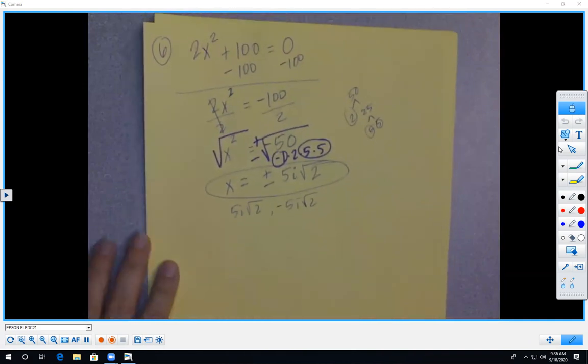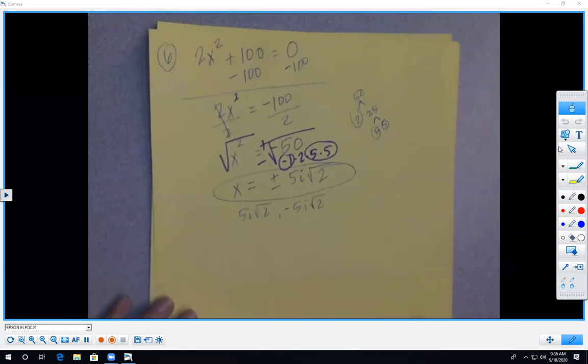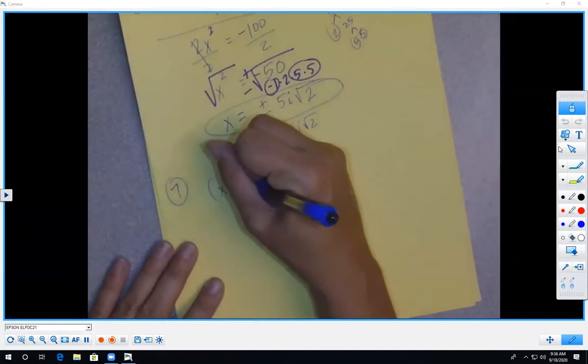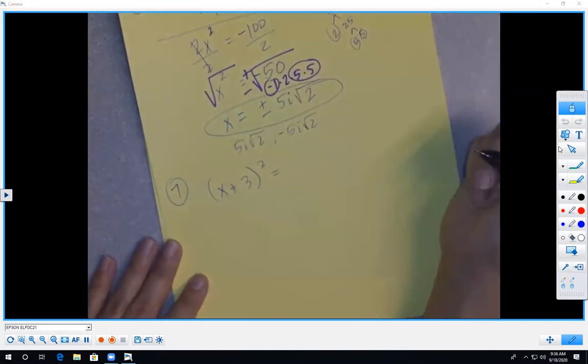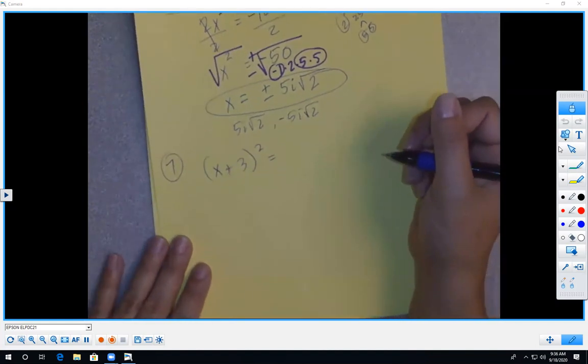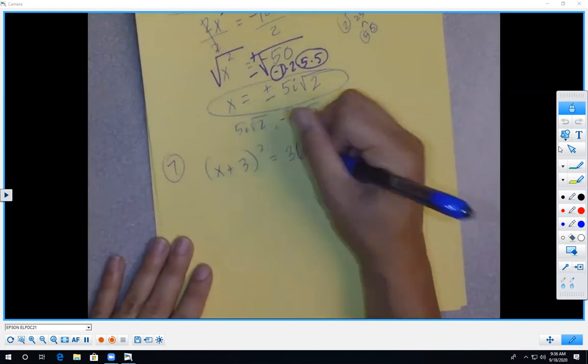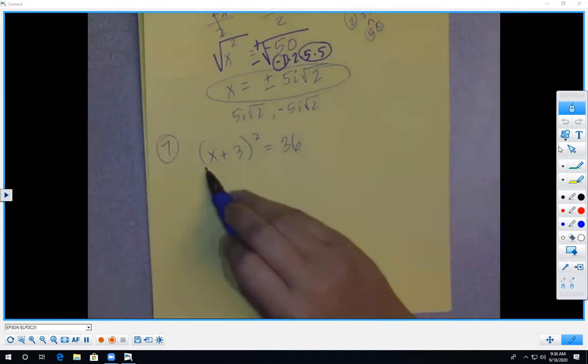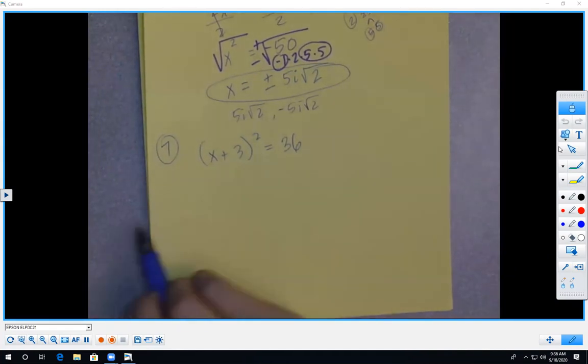Sometimes these square root problems look a tiny bit different because they have parentheses, so let's do just one or two of those. If I had x plus 3 squared equals, let's start off with just like 36. I said one or two, we're gonna do a couple of these. Okay, notice I had x plus 3 inside the parentheses, the squared on the outside. This time I have to get rid of the squared first.